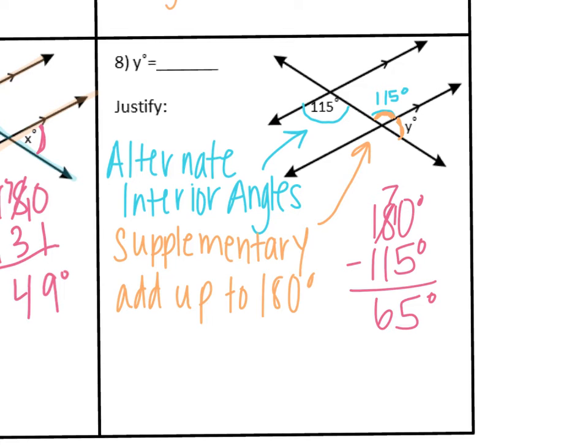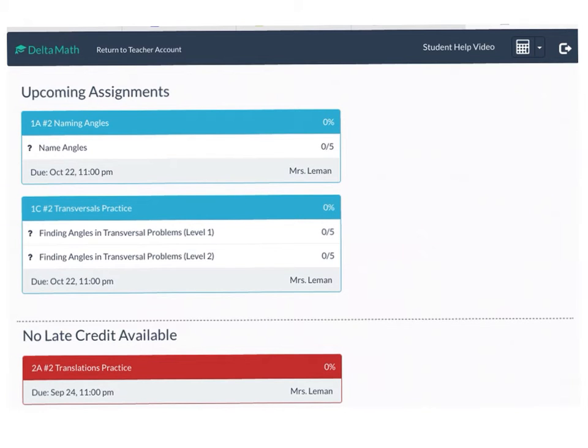That gives me 65 degrees. Okay, after this video, you are going to go on to Delta Math and you are going to do this assignment, Transversals. When you start with level 1, it's going to be a little bit easier, but in level 2, it gets to be a little more complicated. So I'm going to show you a couple examples that don't look like what we've already done.